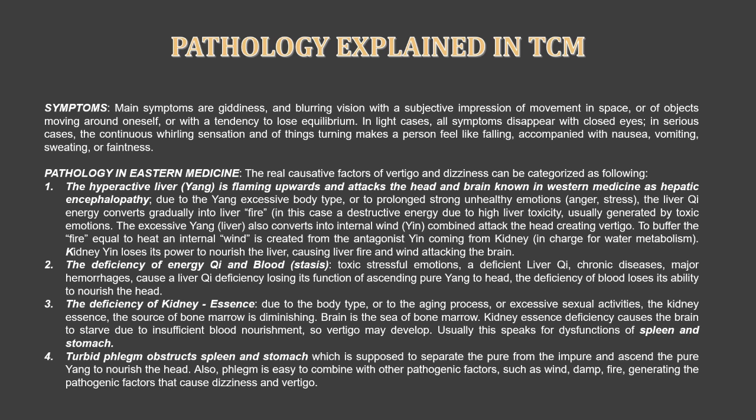The turbid phlegm obstructs the spleen and the stomach, which is supposed to separate the pure from the impure and ascend the pure yang to nourish the head. Also, phlegm is easy to combine with other pathogenic factors such as wind, damp, fire, and generates the pathogenic factors that cause dizziness and vertigo.